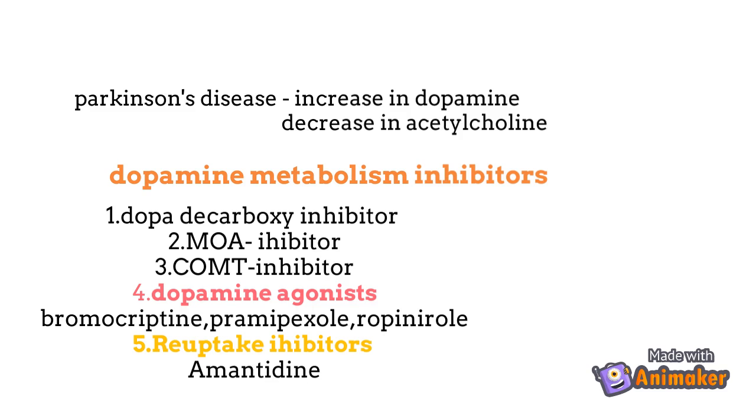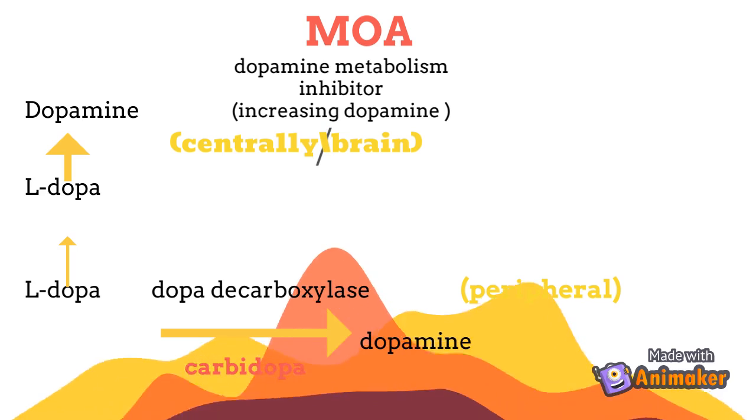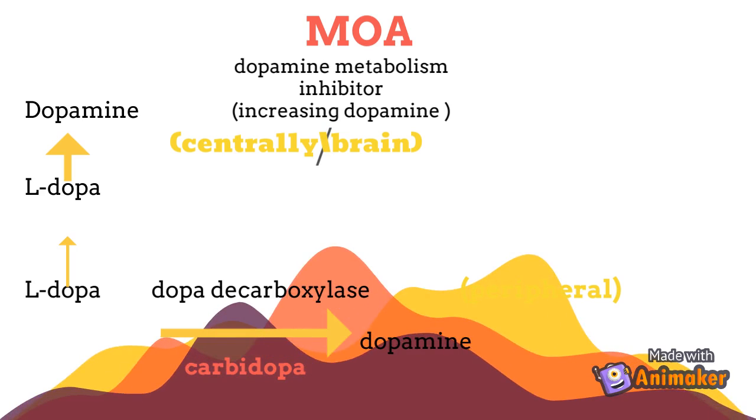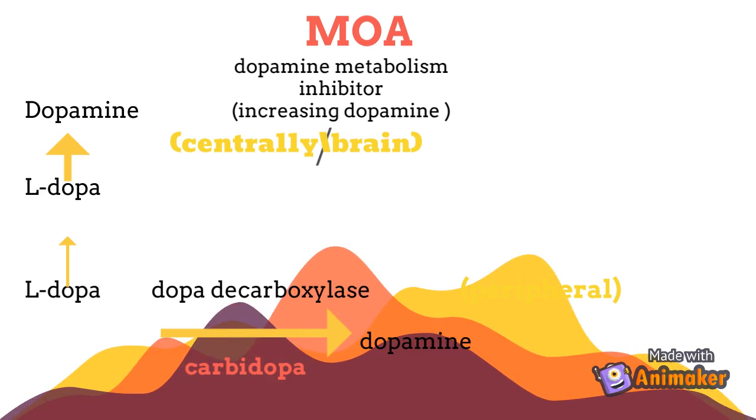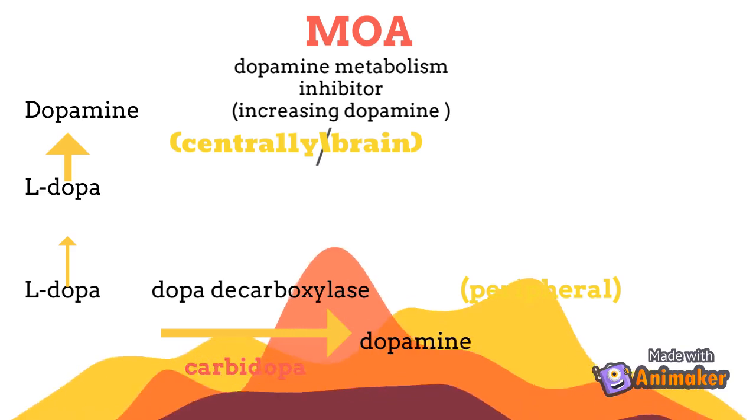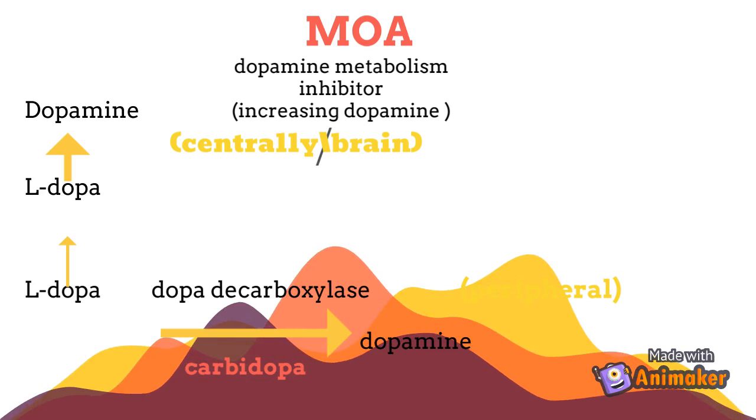Dopa-decarboxylase inhibitor, levodopa and carbidopa are given in combination. Monoamine oxidase inhibitor, COMT inhibitor. Carbidopa works by inhibiting the dopa decarboxylase. And the goal is to increase the precursor levodopa, because we are preventing it from being peripherally shunted to dopamine.